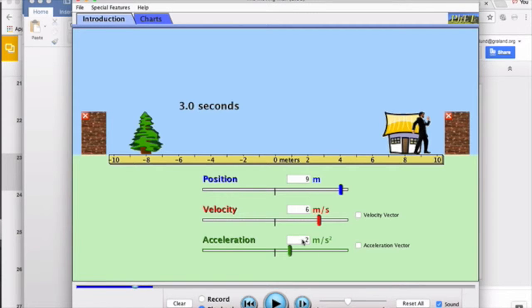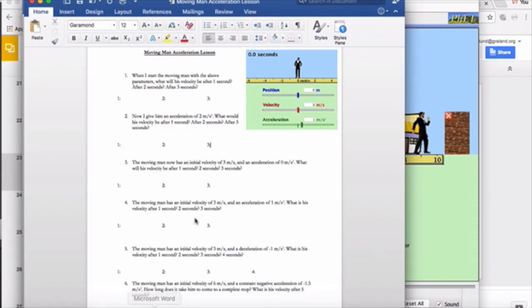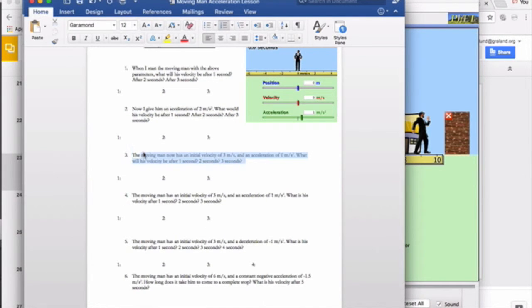So once again, an acceleration of 2 meters per second squared means that every second your velocity is changing by 2 meters per second. If we started from 0 meters per second, it should go 2, 4, 6 after every second. Going back here, this one's a little bit of a trick one. If you have an initial velocity of 3 meters per second and an acceleration of 0, what would your velocity be after 1, 2, and 3 seconds?